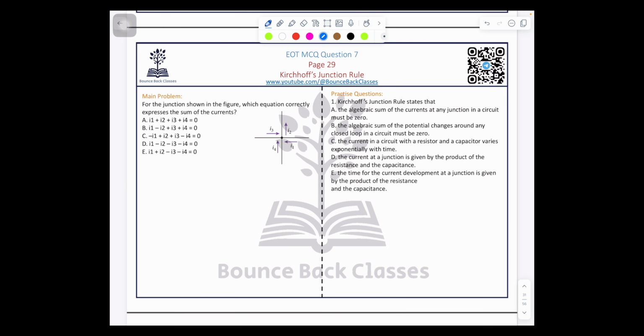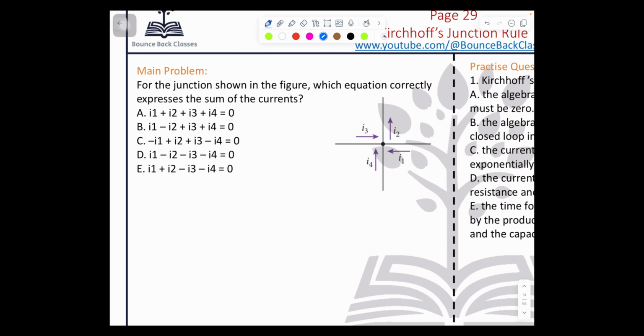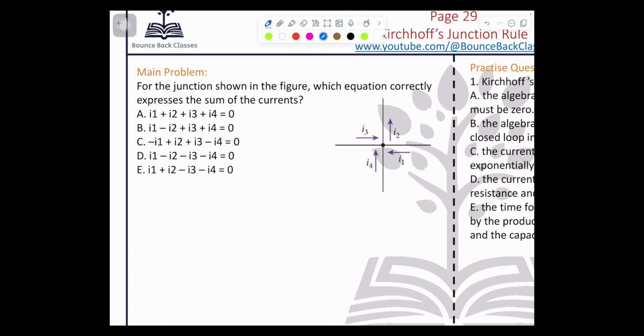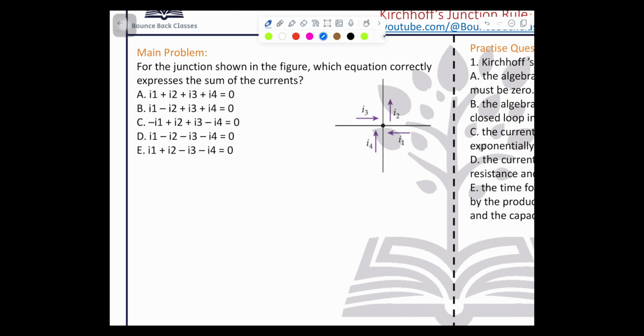First numerical. This is something which is very good. Okay, very easy, huh? Very easy peasy. Okay, let's say I1, I2, I3, I4. We will solve this numerical. First we solve the directions.